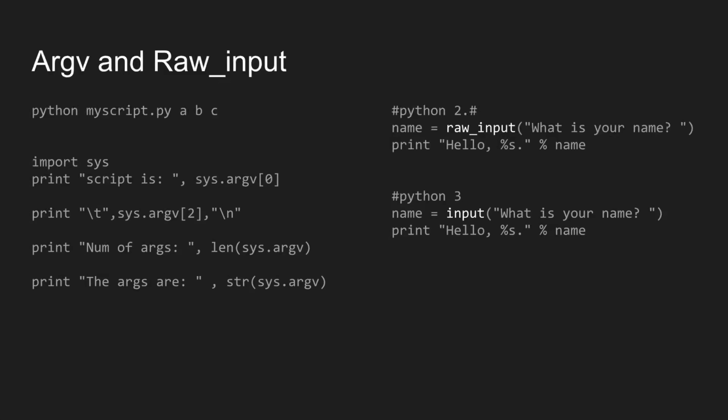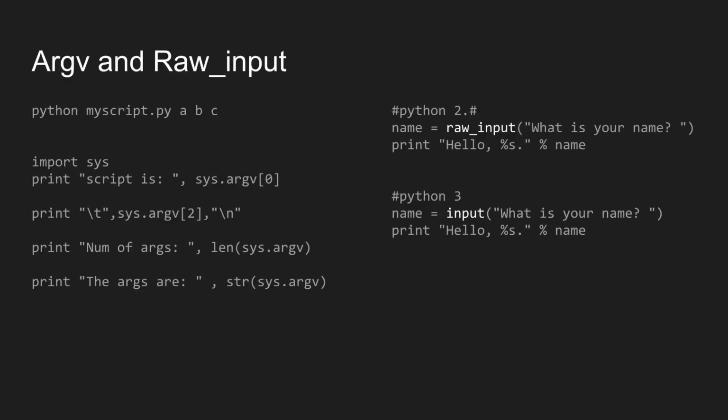So for variables, say for instance, if you run Python my_script A B C, you need to import sys to get the list of the arguments. Yes, sorry, arguments, right? So import sys, print the script name. Index 0 is going to be the script name, and then index 1, index 2 is going to be B. All right.